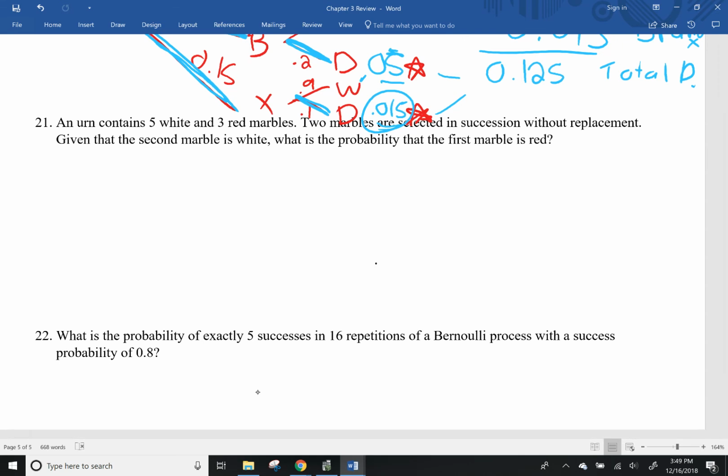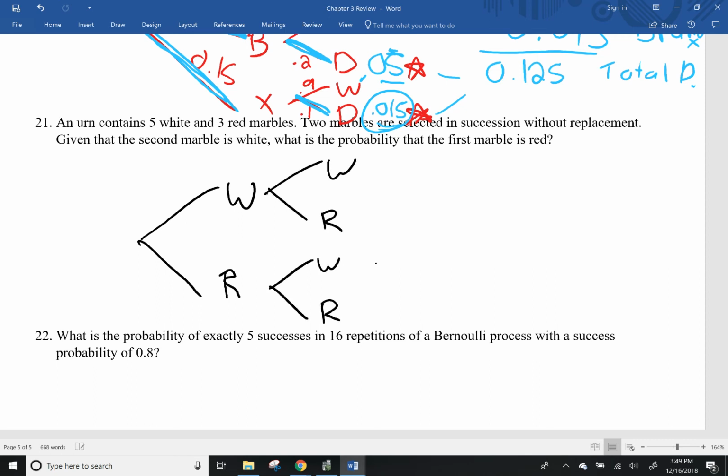Okay, so I'm going to choose 2 marbles. My first marble could either be white or it could be red. My second marble could either be white or it could be red. Now the probability is going to be a little different here. The probability I choose white the first time, there are 8 marbles in total and 5 of them are white. So 5 out of 8 chance that I choose the first one white. There's a 3 in 8 chance the first one is red.